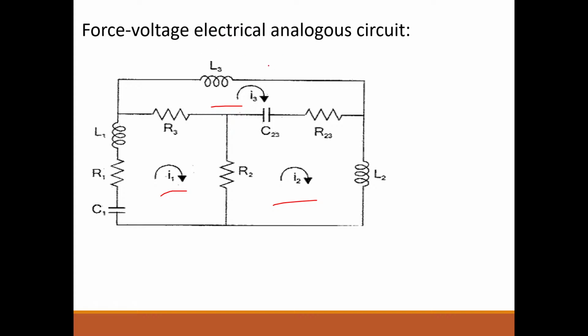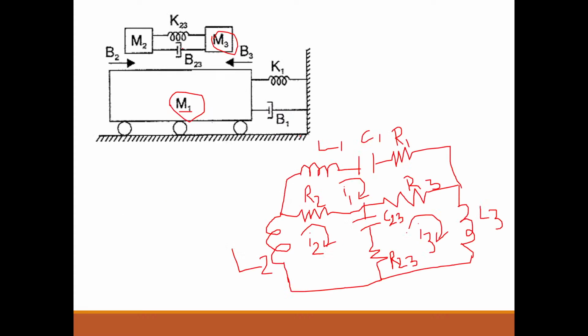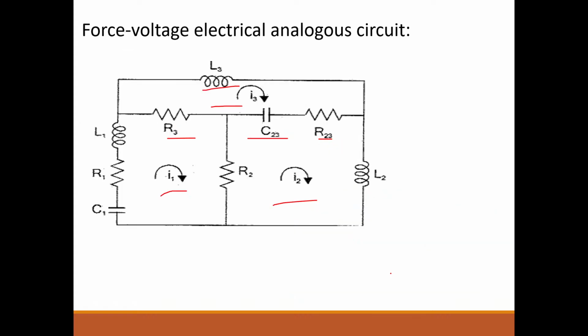You just observe here. I3 is there, L3, C23, R23, R3 is there. So go to I3. Where is I3? This is I3. So just see L3, R3, C23, R23. Same terms are there within this loop. I2, what is around I2? What all the elements are there around I2? L2, R2, C23, R23. Where is I2 here? This is I2. L2, R2, C23, R23. Same elements will be there.